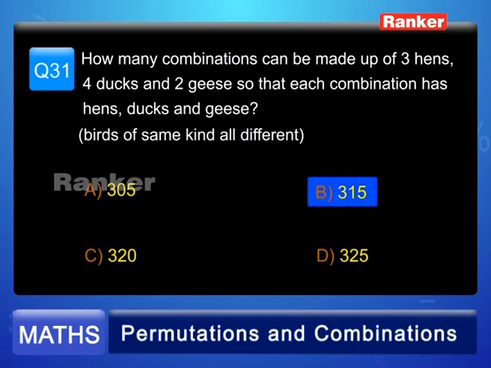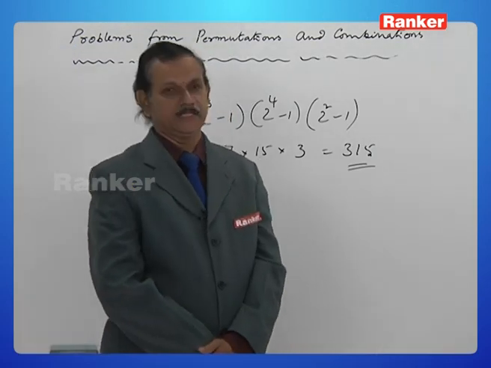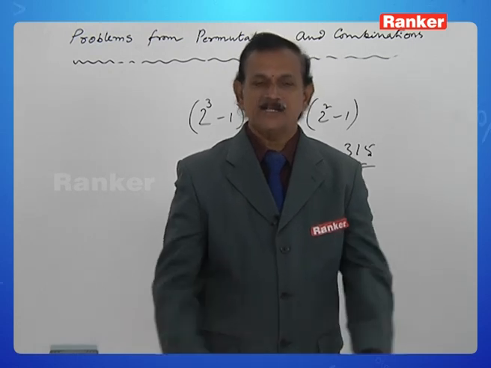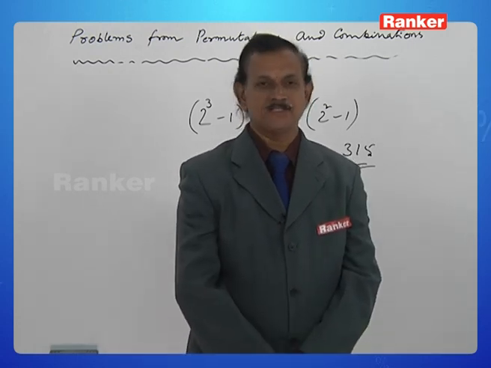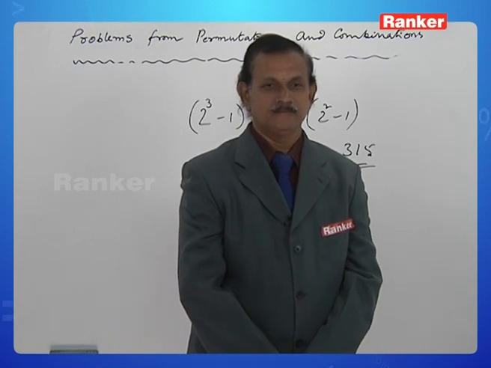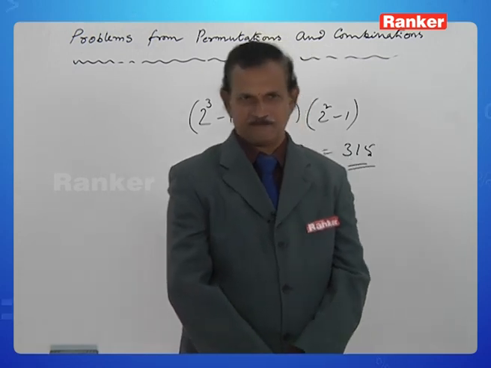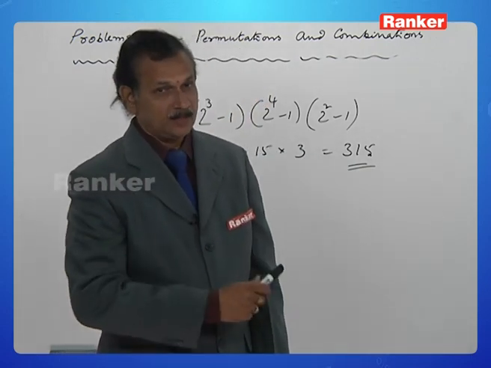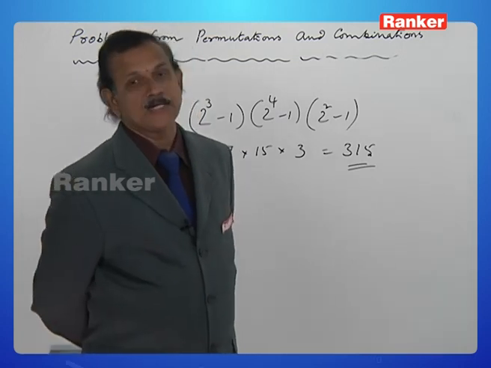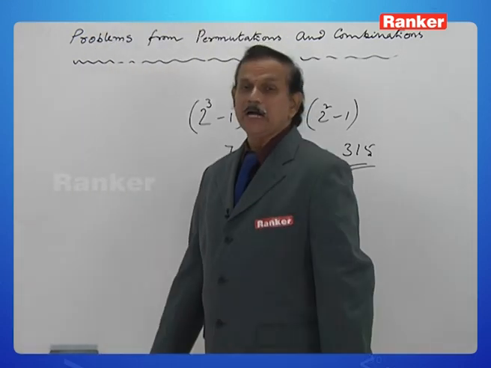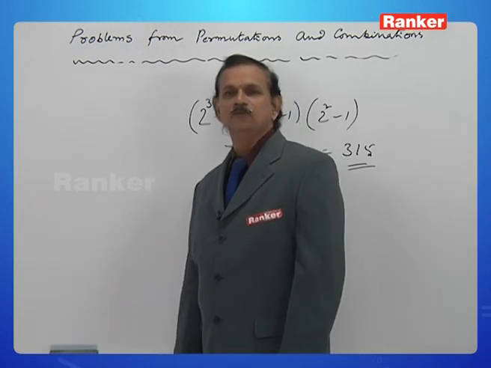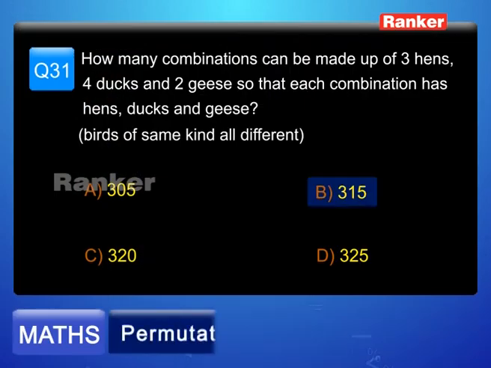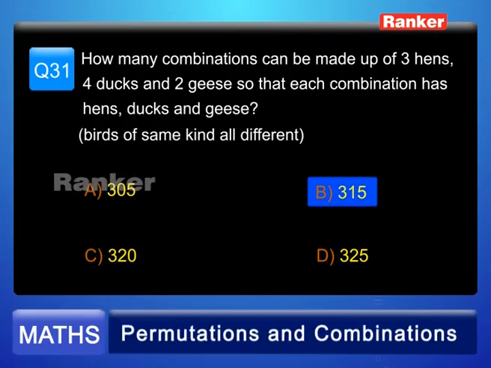The main thing that you are supposed to make use of here is the formula 2 power n minus 1. When n distinct things are there, the number of ways of choosing any number at a time, where the empty collection is avoided, is 2 power n minus 1. Here there are 3 such varieties. In the first variety it is 2 cube minus 1, in the second variety it is 2 power 4 minus 1, and in the third variety it is 2 square minus 1. The total number of such combinations is just this, that is, 315 is the right answer.